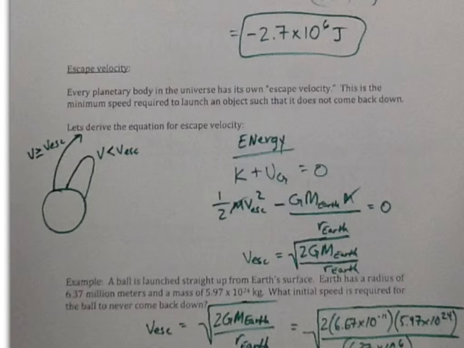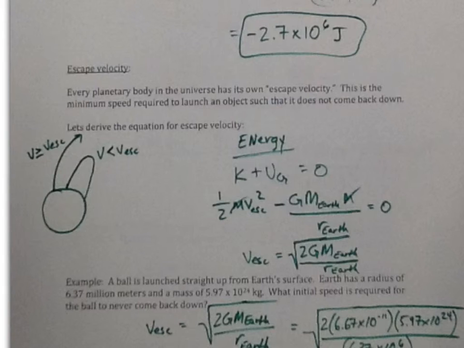Now, the last part of this note talks about escape velocity, and that's not a huge topic in this course, but still something worth knowing. Every planetary body in the universe has its own escape velocity. This is the minimum speed required to launch an object such that it does not come down. It turns out that it doesn't matter in what direction we throw an object, as long as we throw it at a specific speed. For example, here on Earth, there is a specific speed that if we throw at, it will escape Earth's orbit and it will not come down.